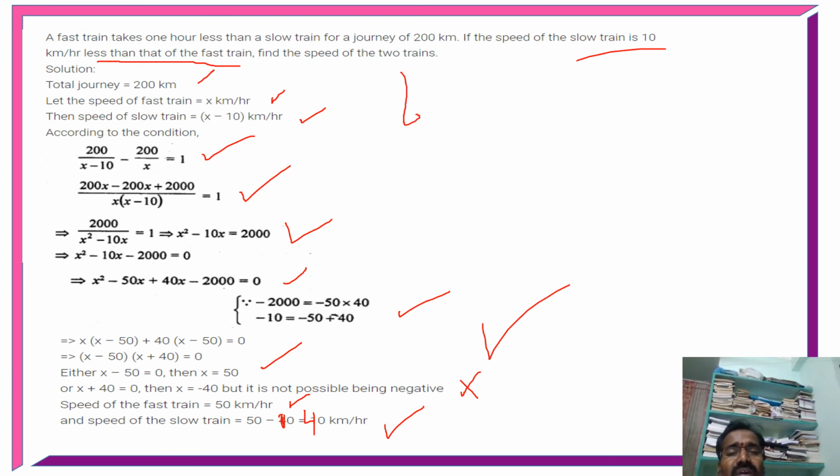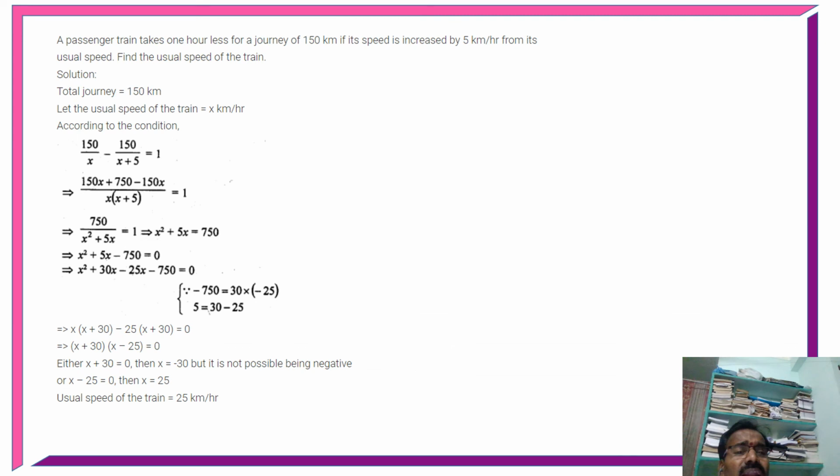So this is the way to solve the application. Let us go with the next slide, students. Similarly here, a passenger train takes 1 hour less for 150 km when its speed is increased by 5 km from its usual speed. Find the usual speed. Let us take distance as the journey. Total journey is 150 km. The usual speed of the train is x km per hour. If it is increased, x plus 5.